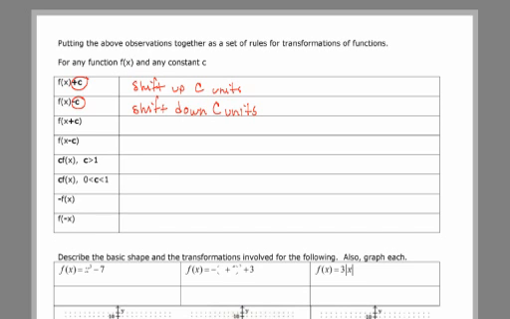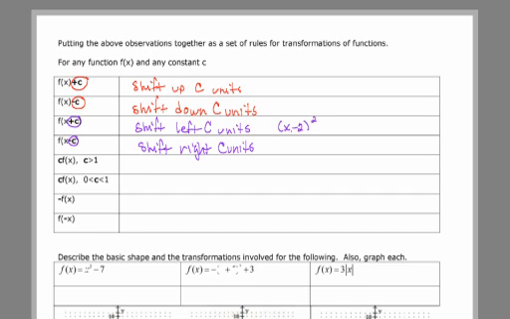These are the ones that are tricky. If they add a number inside the function, then it's going to shift it left or right, and it's opposite of what you would think. A plus number inside the parentheses will go left, C units. A minus number that comes inside the function will shift it right, C units.